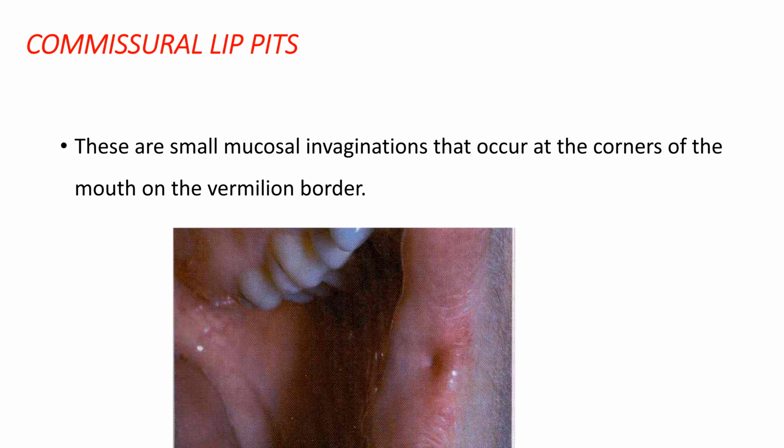The second developmental disturbance of lip is commissural lip pit. The name itself suggests the lip pits are located at the lip commissure. These are present at the corner of the mouth. You see in the picture there is a depression, a pit on the vermilion border, present at the corner of the mouth. That is a commissural lip pit.